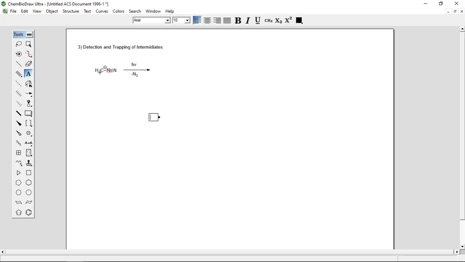So this is the carbanion generated from this CH3. CH3N2, there is a positive charge on this nitrogen, CH2N2. Then we are in presence of hν. We are irradiating this carbanion in presence of hν light.